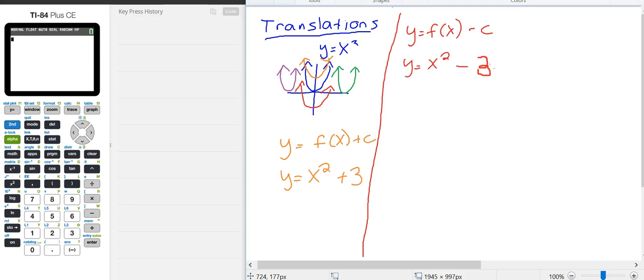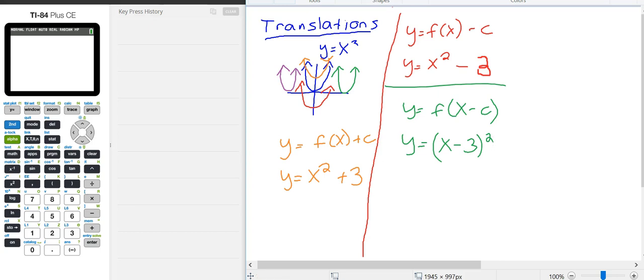Let's say we wanted to move our graph a few units to the right. We would have to do y is equal to f of (x minus some constant). We have to subtract the constant from the x itself and not from the entire function. So let's say we have the function y is equal to x squared and we want to move it 3 units to the right. We would have to do (x minus 3) squared, because that subtracts the 3 just from the x, not from the entire function.